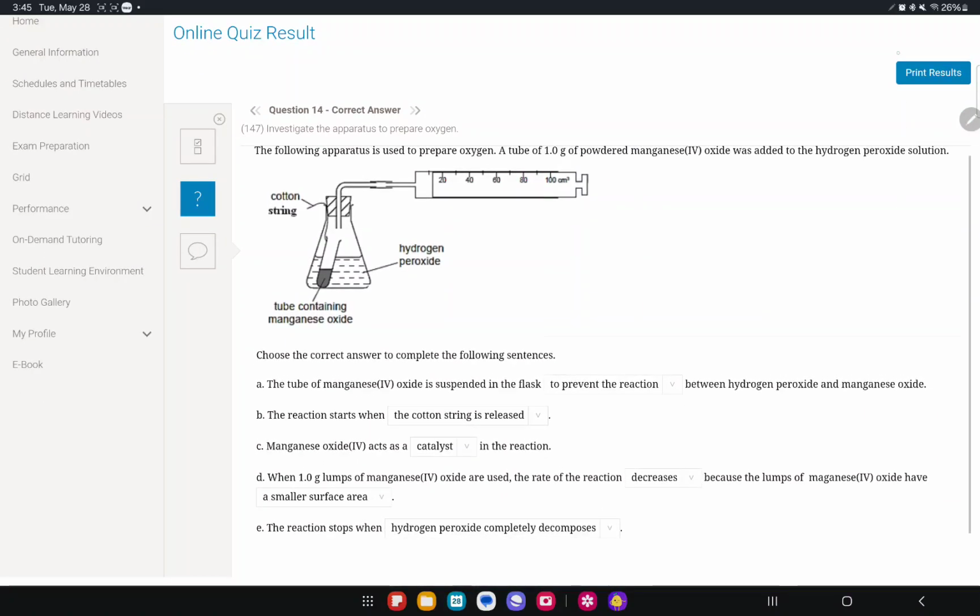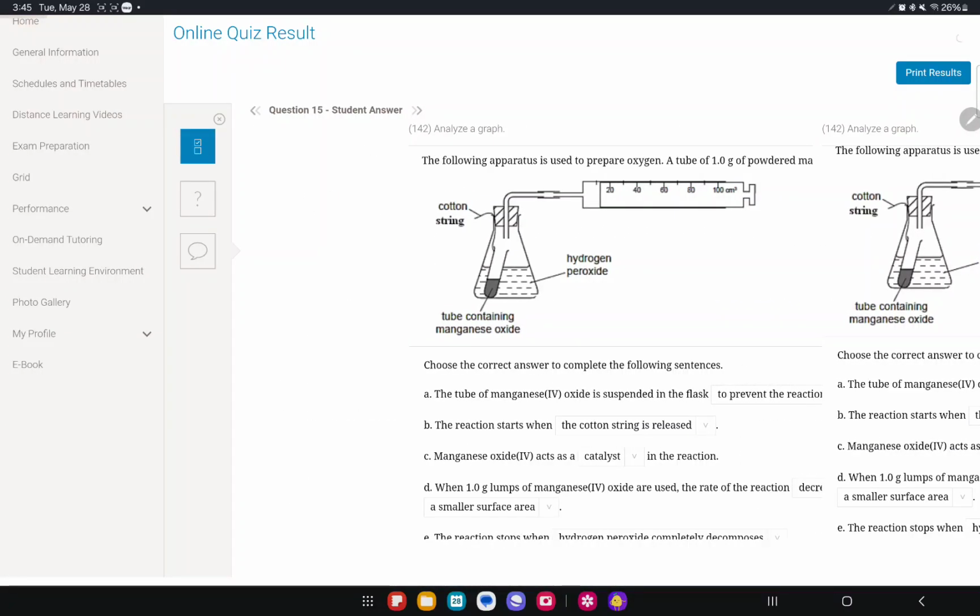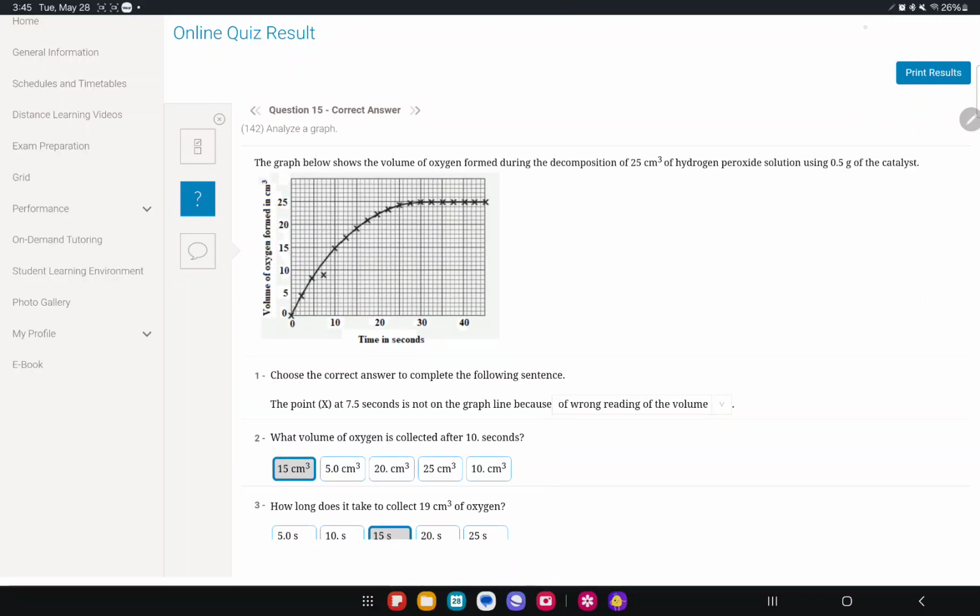Question A. When does the reaction stop? Obviously, when we run out of hydrogen peroxide, so when the hydrogen peroxide completely decomposes. Question 15. There is a point here at 7.5 seconds. It's not on the line because it's a wrong reading of volume. If anybody took IG or is taking IG next year, sometimes you're going to have graphs with points that are not on the graph. This is because it's a wrong reading, and if it's a wrong reading, we don't include it in our drawing. So that's why in this case they didn't include it in the graph.